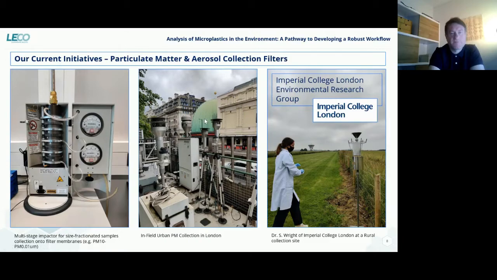So collecting samples on filters, there you can see a multi-stage impactor, and the size fractionated samples here can be collected with various options in terms of going from different particle sizes. I think the one there, of course, is a five-stage device, allowing collection and fractionating from PM10 to 0.01 microns.